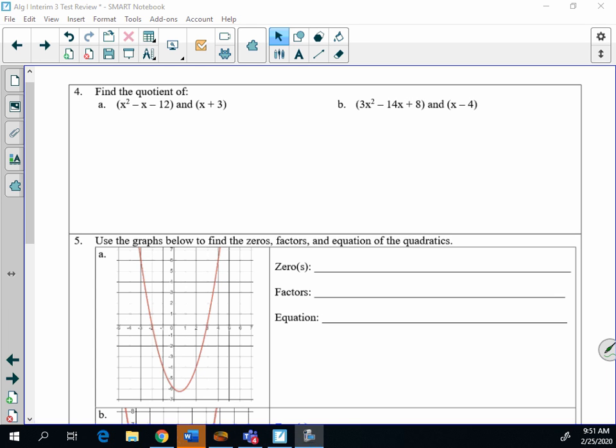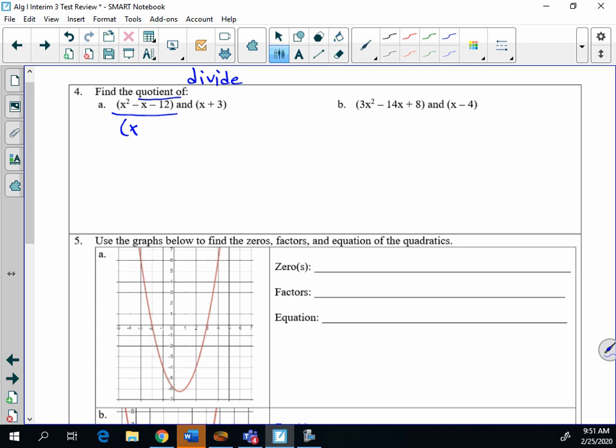Hello, Algebra 1. This is our page 2 of the interim 3 test review. We are looking for the quotient. Quotient means we are going to divide. So sometimes we'll see it shown like this. Now, when we are supposed to divide, we need to factor and cancel.